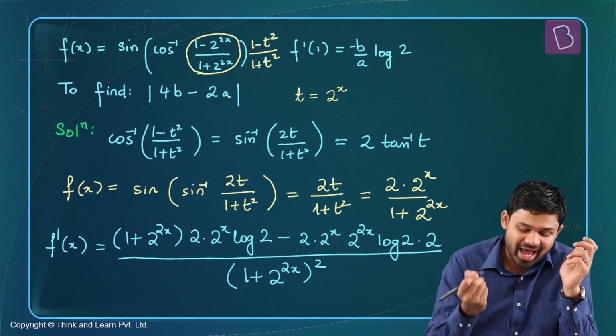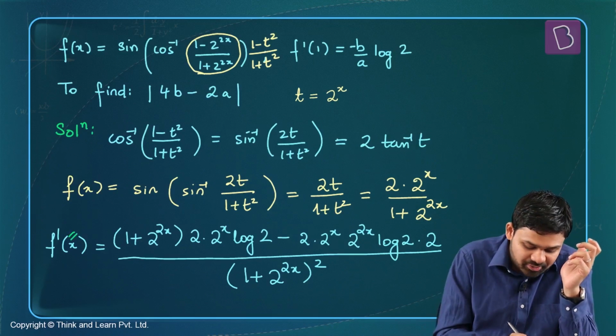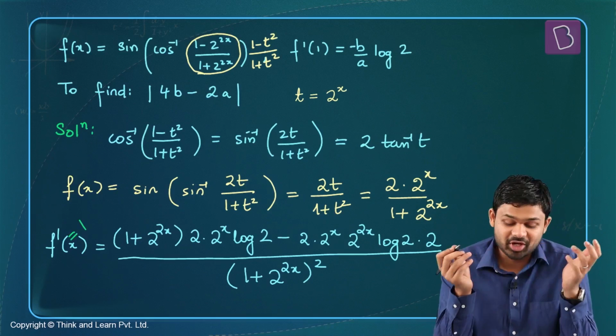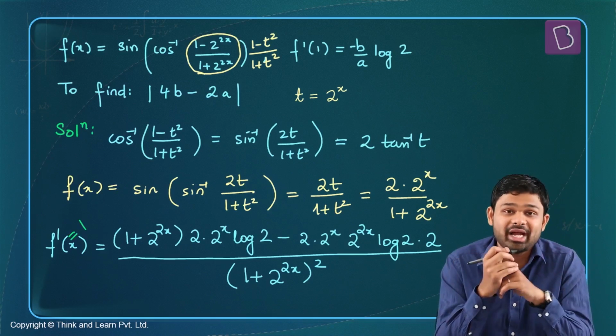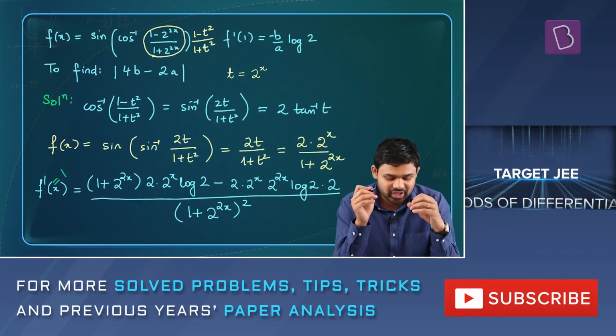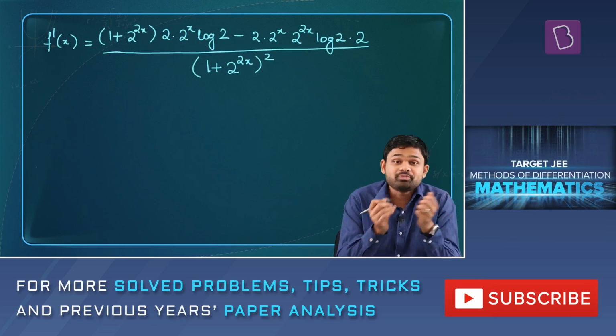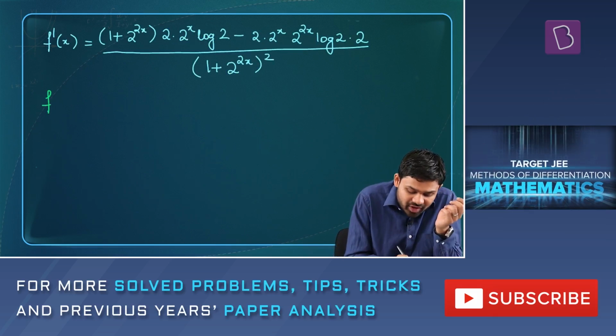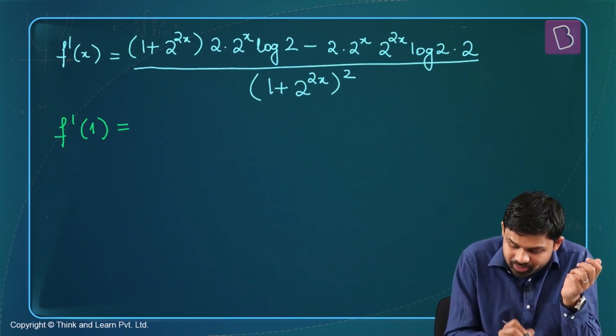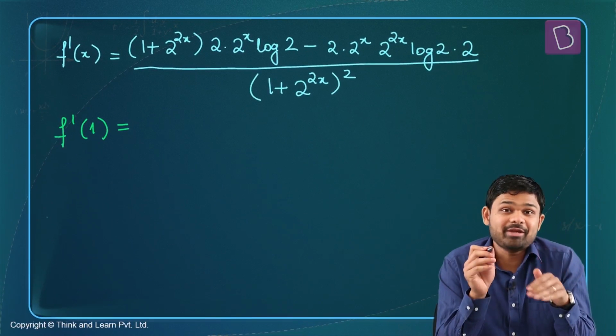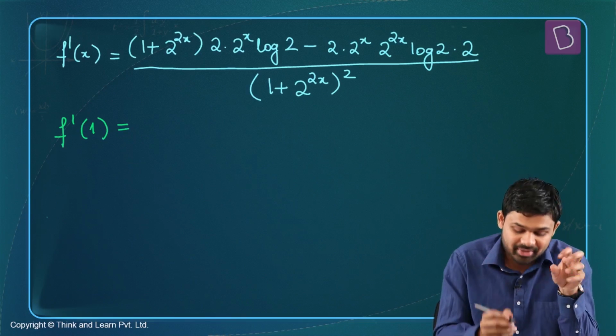Substitute the value of x to be equal to 1, because f dash of 1 is minus b over a log 2. So wherever you see an x, you put the value of x equal to 1. So you will get the value of f dash of 1 to be equal to, well, there is a 1 plus 2 to the power 2x, that is nothing but 5.